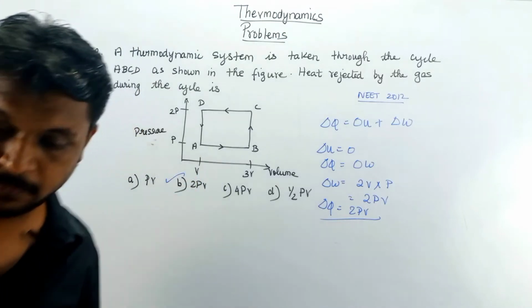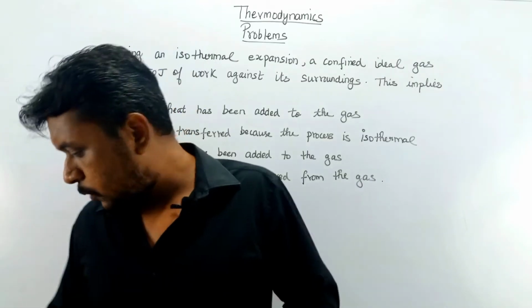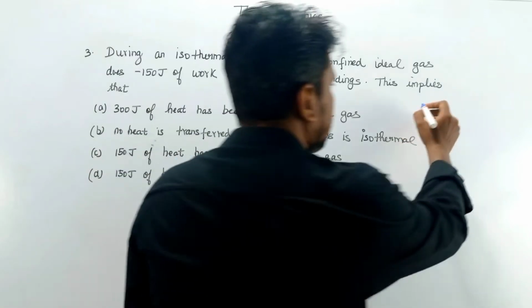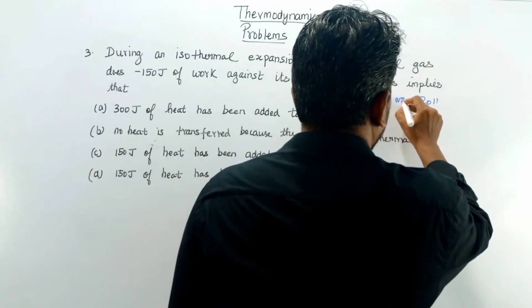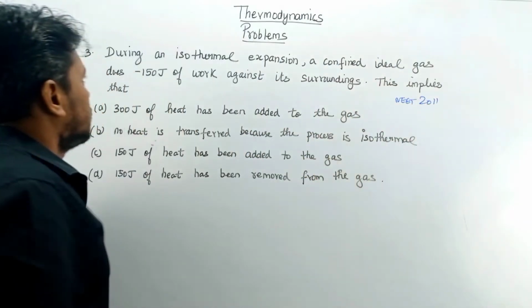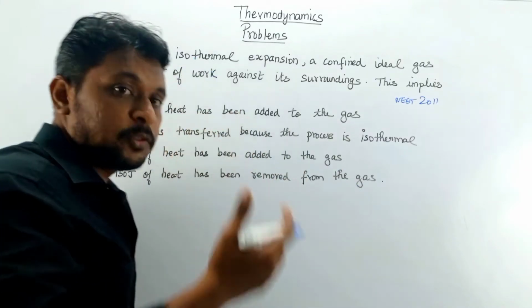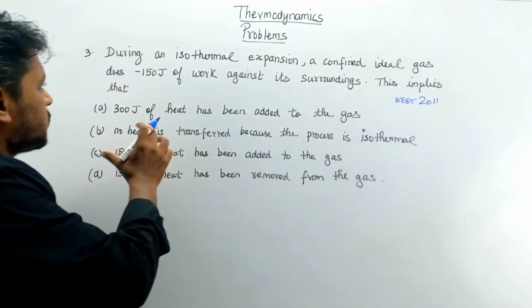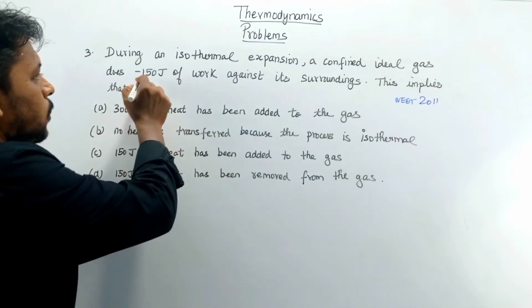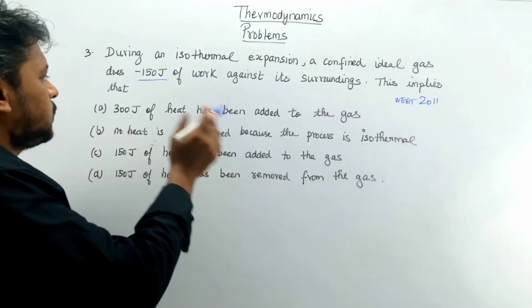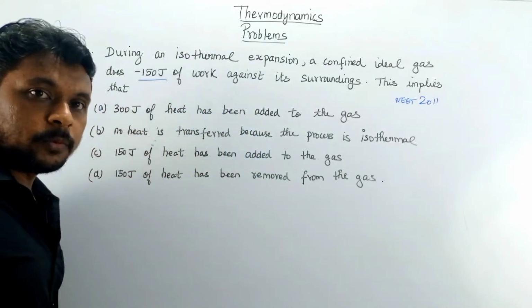Okay, the third problem, which was asked in NEET 2011. See, in the third problem they gave the question: during an isothermal expansion, a confined ideal gas does minus 150 joules of work, so the work done is minus 150 joules against the surroundings. This implies that, so they have given 4 options.